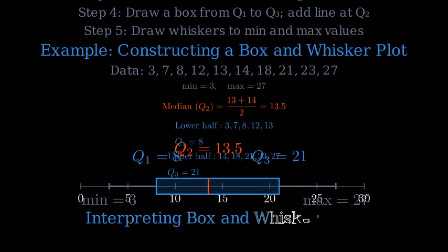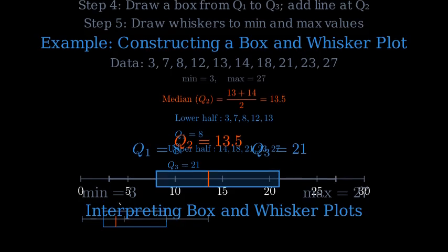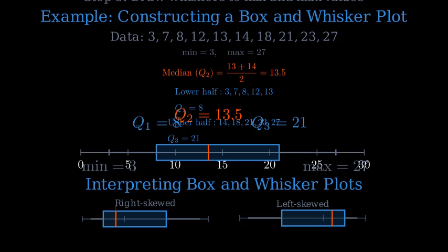Now that we know how to construct a box and whisker plot, let's learn how to interpret it. The position of the median inside the box tells us about the skewness of the data. If the median is closer to Q1, the data is right skewed. If it's closer to Q3, the data is left skewed.